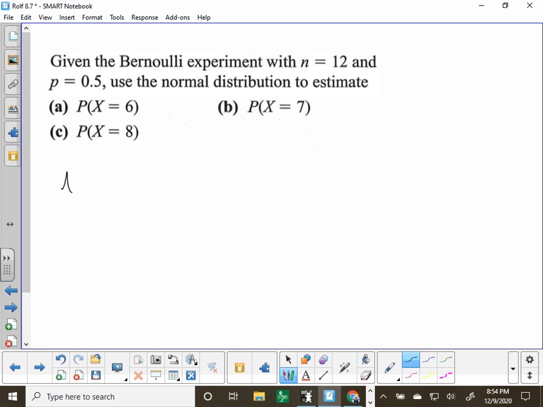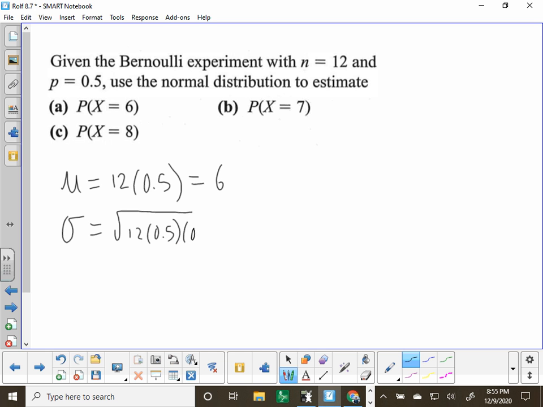Okay, so mu is equal to n times p, so it's 12 times 0.5, and that would be equal to 6. So my expected value is 6. And then the standard deviation is equal to the square root of n, p, and q. So it's going to be n is 12, p is 0.5, and q, the other part of it, is 0.5. That's the square root of that.